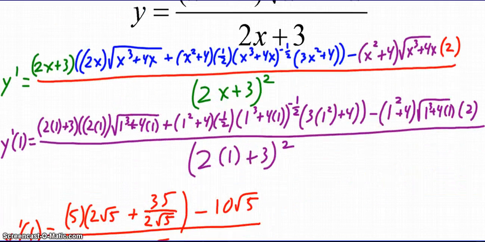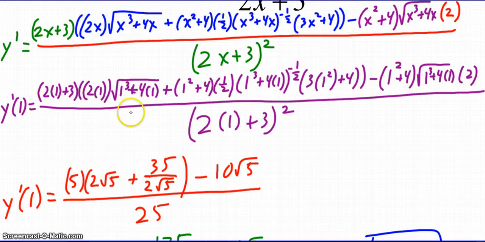Now I am not going to try to simplify this at all. I'm just going to evaluate this at 1 because I'm trying to find the slope at 1. So I plug in 1. Fortunately it's a 1, so that does make things much nicer. 2 times 1 plus 3 is 5. 2 times 1 plus 4 is 2√5. 1 plus 4 is 5. 3 plus 4 is 7. 5 times 7 gives me 35. The 2 comes from the 1/2 in the denominator, and 1 plus 4 is the square root of 5, but because of the negative 1/2 it's in the denominator. Minus 1 plus 4 is 5. 5 times 2 gives me 10, and then 1 plus 4 is the square root of 5. All over the bottom squared, 2 plus 3 is 5. 5 squared is 25.